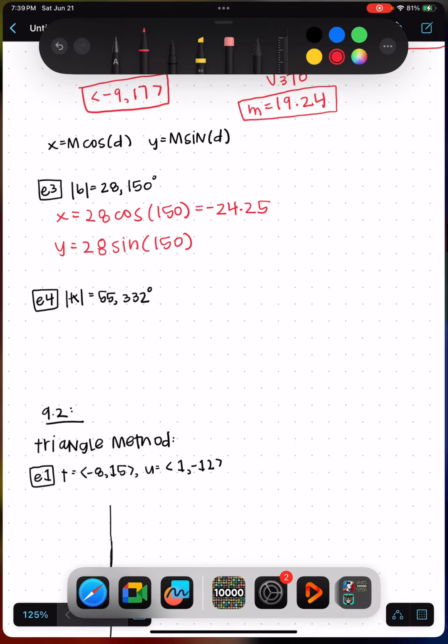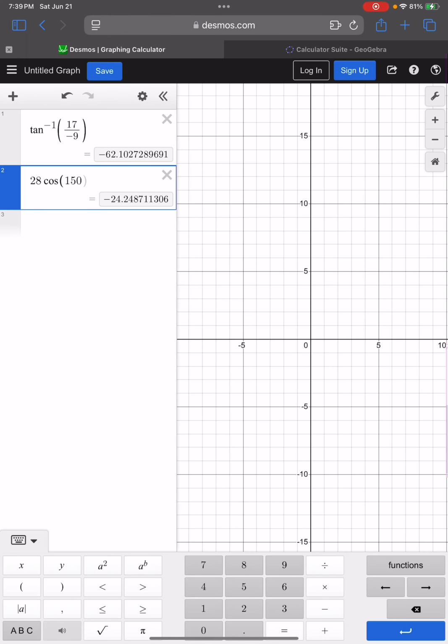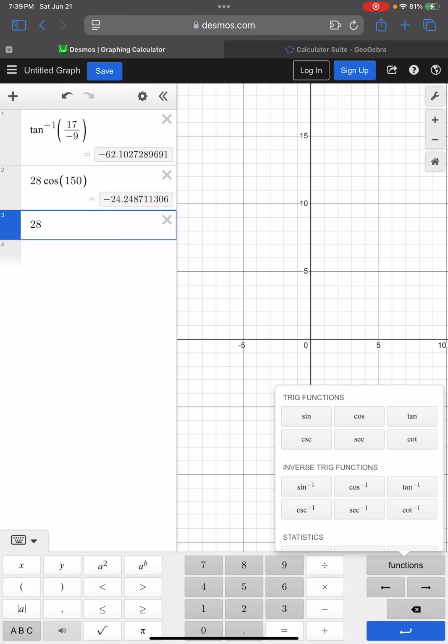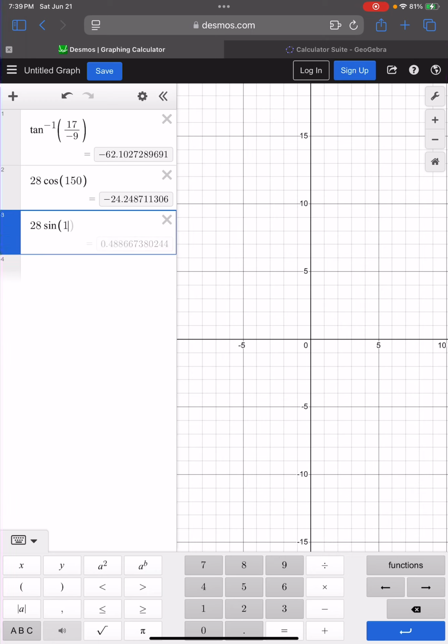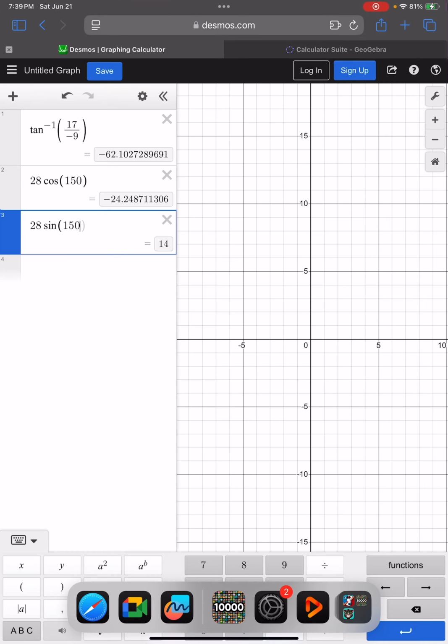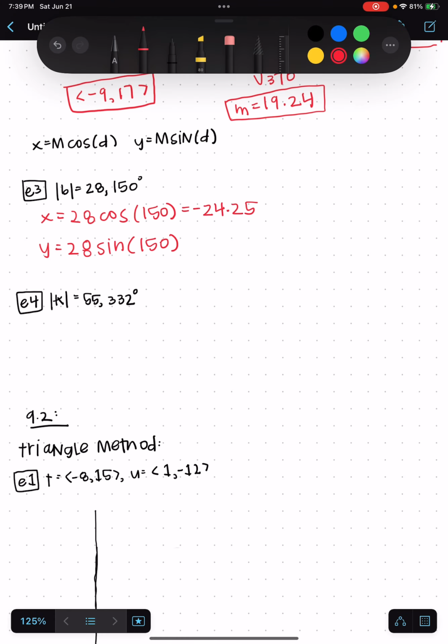So go back to Desmos. Let's see, 28 functions button, but now I'm going to use the sine on the top. 150, and I get 14. So there we have it. Then if I was going to write it in component form, it would be negative, the little v brackets, negative 24.25 comma 14, and that is our answer.